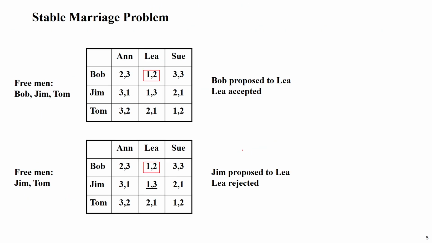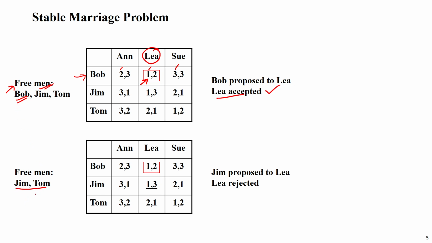So man is proposing the proposal to women. As of now, we are assuming that all are free, men also free, women also free. Now Bob is the first person. He is sending the proposal to the first preference in his list. For Bob, Anne is second preference, first preference is Leah, Shu is third preference. So he is sending the proposal to Leah because she is his first preference. As of now, Leah is free, so she should accept. So she is accepted. Then Bob is now matched with Leah.